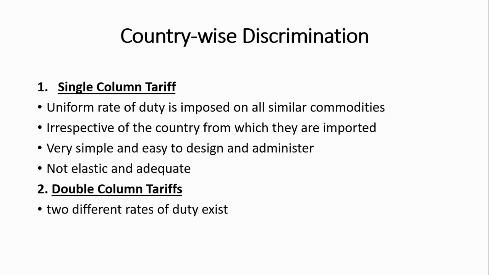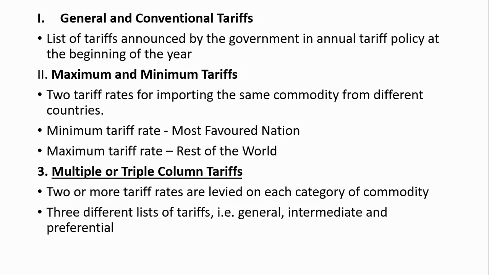This double column tariff is again classified into two types. One is general and conventional tariff. The next one is maximum and minimum tariff. General tariff is nothing but the list of tariffs announced by the government in the beginning of the year in its annual tariff policy. So that is called a general tariff.